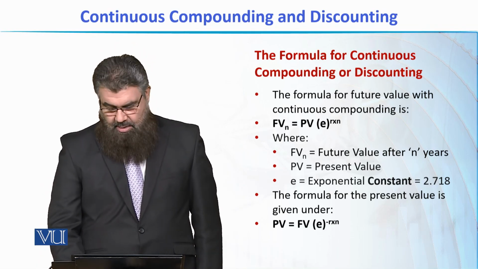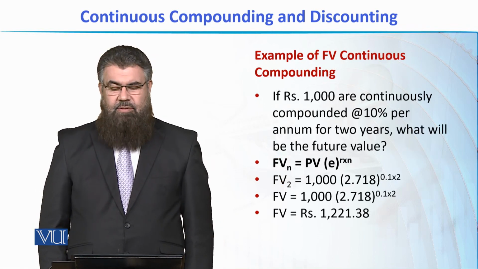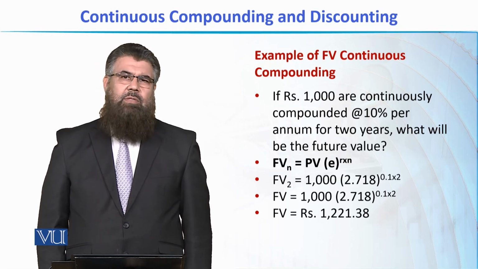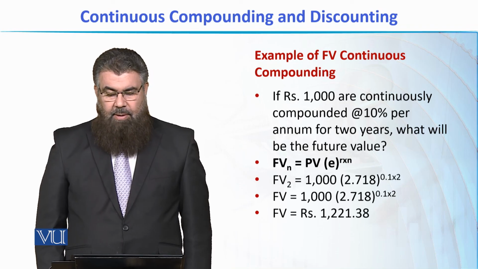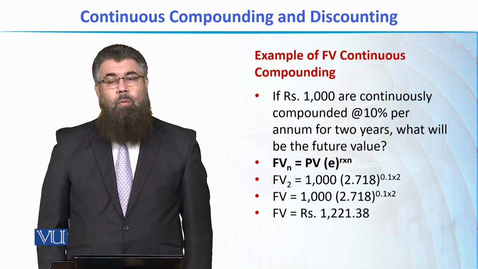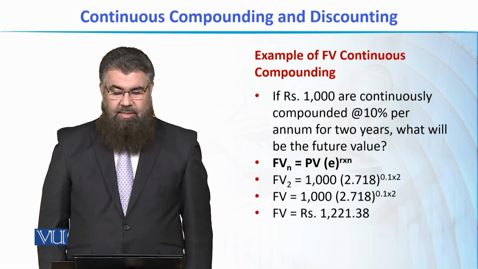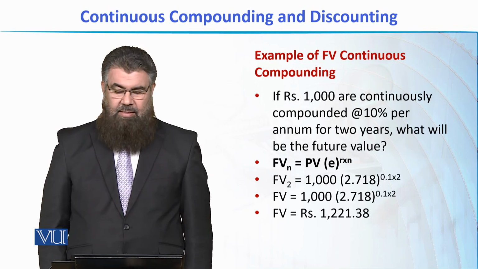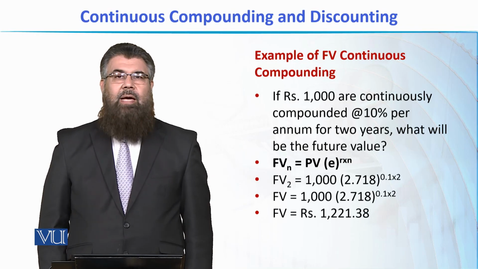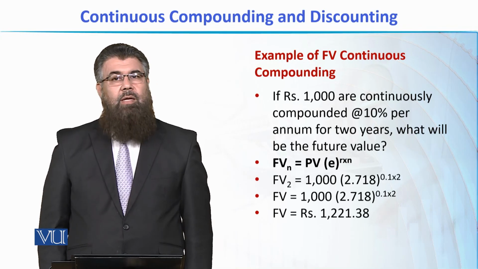Let's have a look at the calculations. With the help of this example, we see that if 1000 rupees are continuously compounded at the rate of 10% per annum for 2 years, what will be the future value? So in the formula, we take the value which is given to us today, that is 1000 rupees, and we multiply it by the value of the constant, which is 2.718.